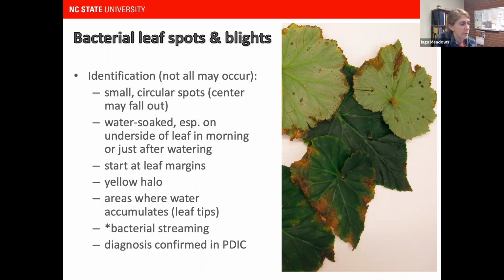Bacterial streaming is one of the relatively easy diagnostics that we use. If you have a stereoscope or some kind of basic microscope, you can do this yourself, and I'll show you a picture of what I mean by this, but not everyone can do this. So essentially, diagnosis needs to be confirmed in the plant disease and insect clinic.